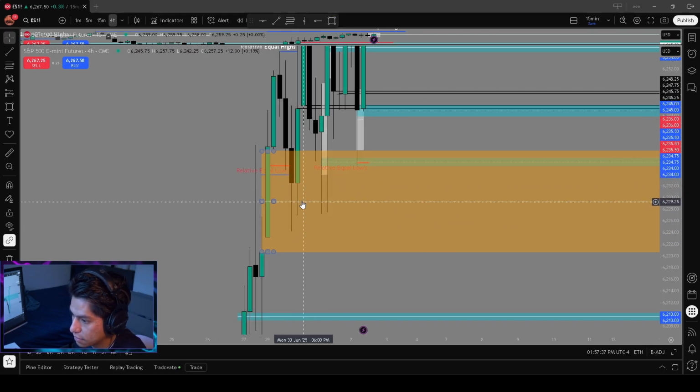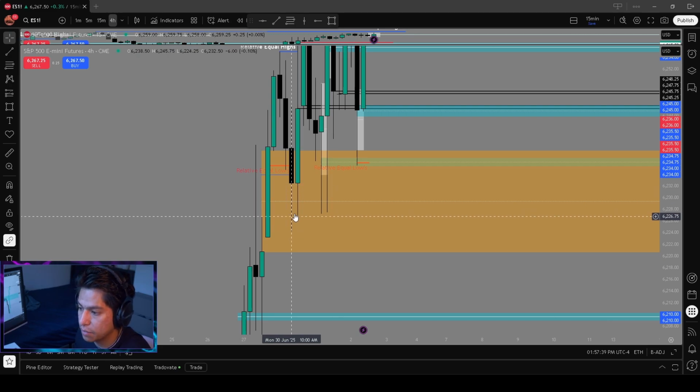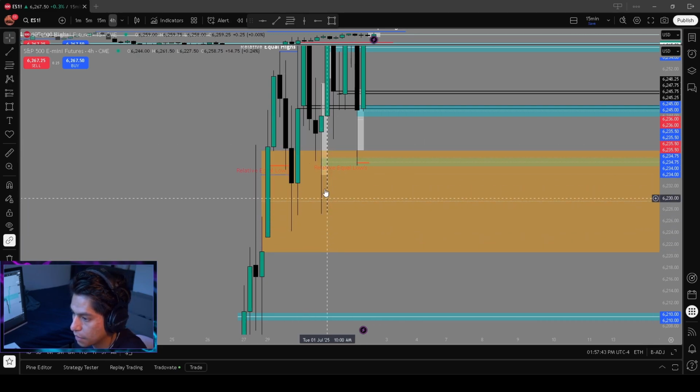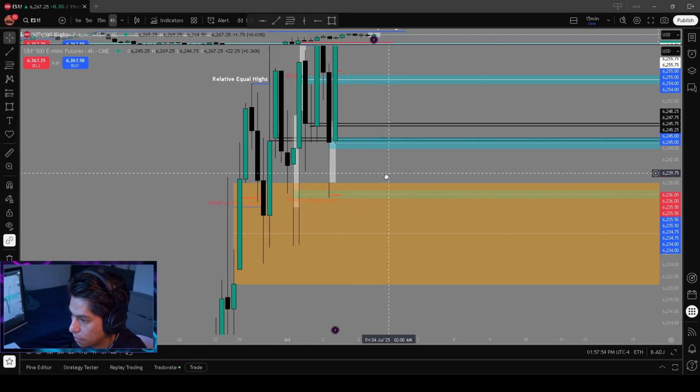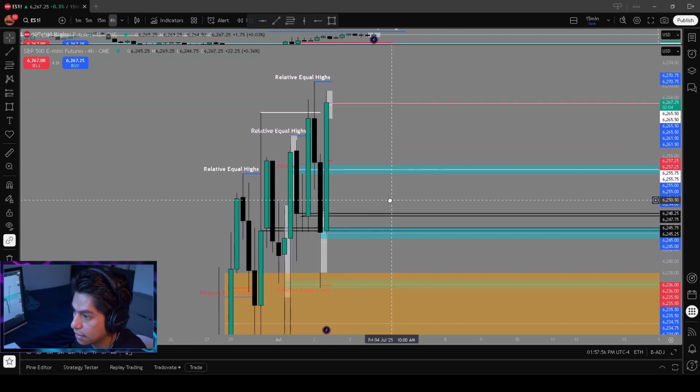We have the price, the bodies of the candles are staying above the 50% of this box right here. Same thing right here, we're closing above it, so it tells me that price does want to go higher. The wicks do go below it, but ultimately the price is staying up.